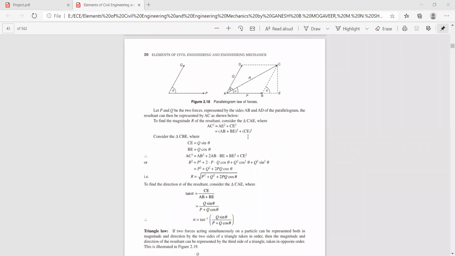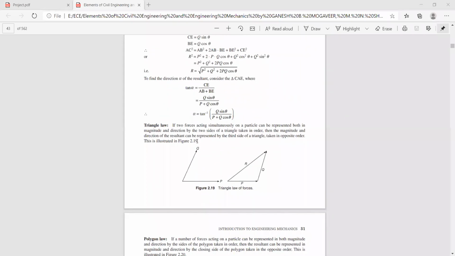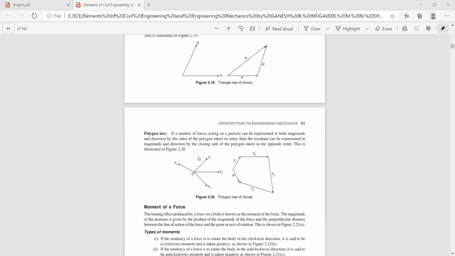So in every question paper, you have this question: state and prove law of parallelogram of forces. First, you have to make this statement. Then you have to construct this figure. Then you have to find the magnitude and direction of the resultant. The law of triangle of forces is similar to the parallelogram law. You have one more law called the polygon law. These are not included in your syllabus. Only the law of parallelogram of forces is included.